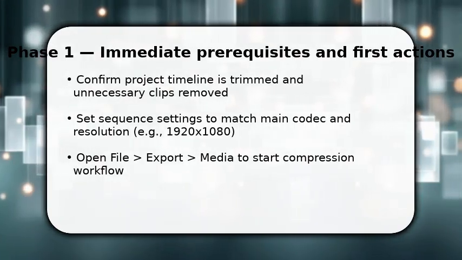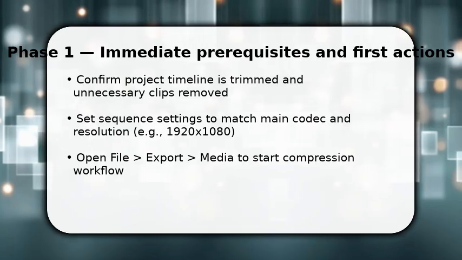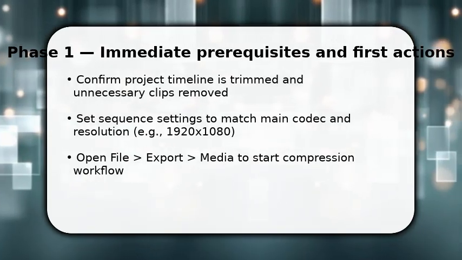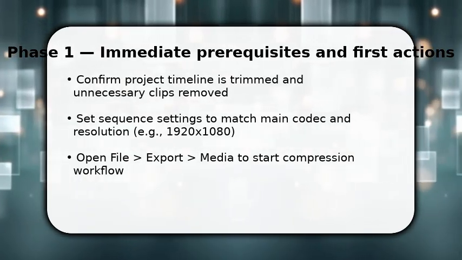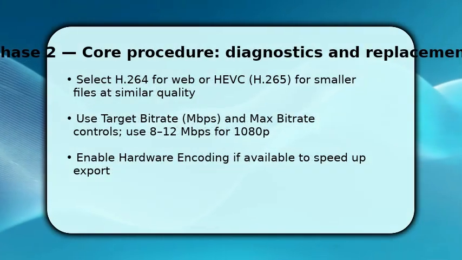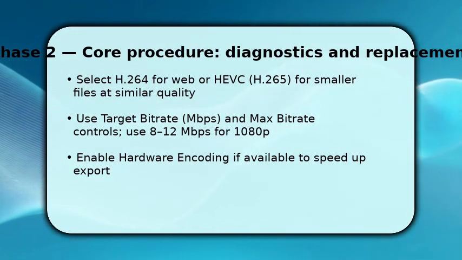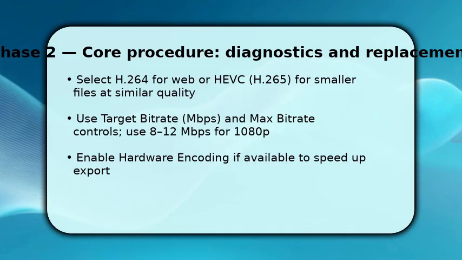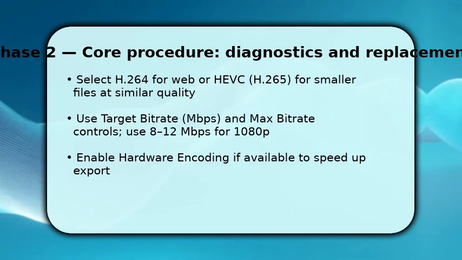Once done, you'll see the Export Settings panel. This is where you control codec, bitrate, and containers to actually compress the file. You now pick the right codec because it determines file size and compatibility. H.264 is broadly supported, while HEVC offers smaller files but less compatibility.